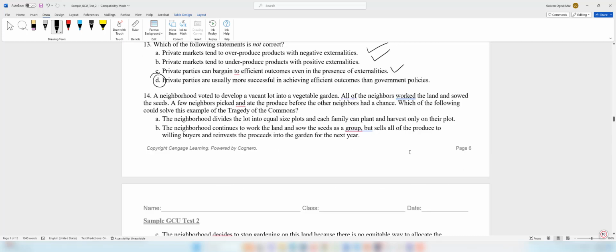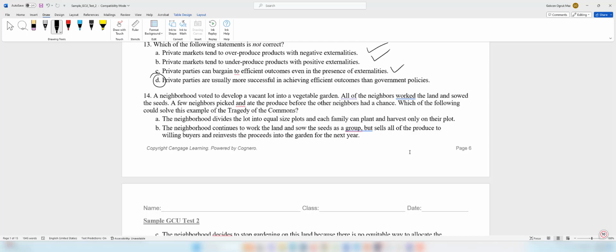A neighborhood voted to develop a vacant lot into a vegetable garden. All of the neighbors worked the land and sowed the seeds. A few neighbors picked and ate the produce before the other neighbors had the chance. So which of the following could solve this example of the tragedy of the commons?